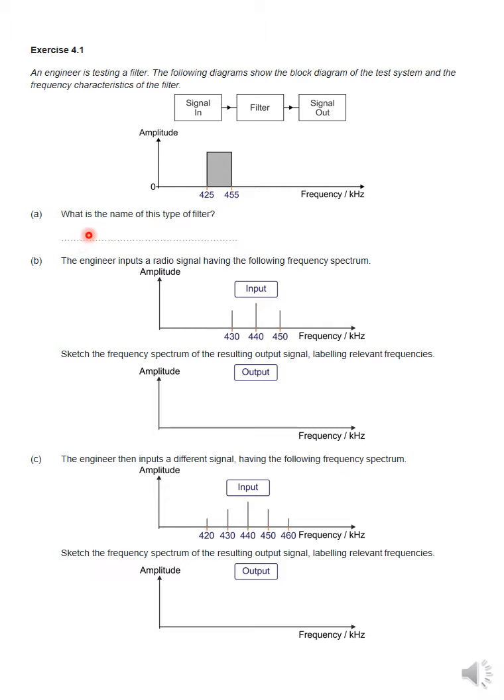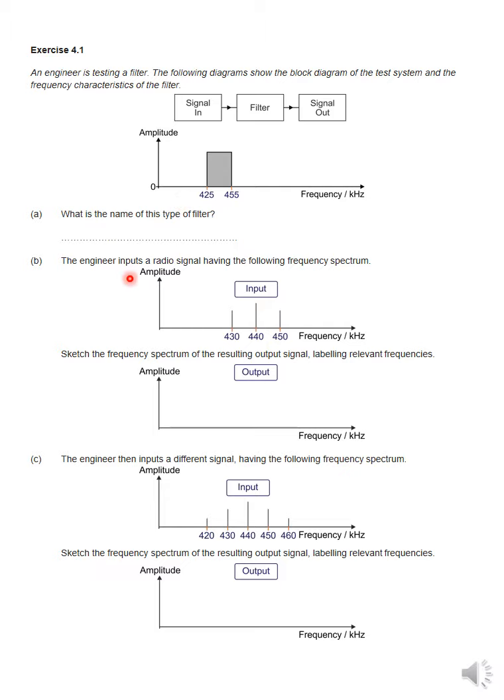So the first question is, what is the name of this filter? The name of this filter is band pass filter, because it is operating in a particular band of frequencies. Sometimes people say that low pass filter is also a band pass filter because it operates from 0 to a certain band, which is true in some context, but it's not exactly true. The reason being that the lowest frequency is always fixed as 0.